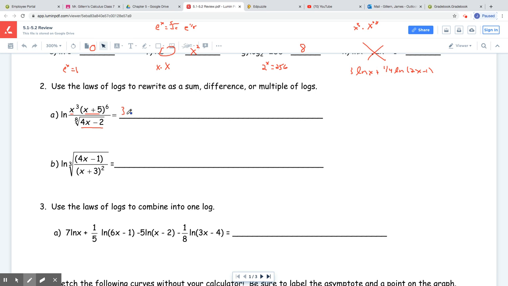So it's 3 natural log x. The 3 comes from the exponent. Plus, because it's on top of the fraction, 6 because it's an exponent, then we put the natural log, and then whatever is being raised to that power, which is x plus 5. We go on the bottom here, it's a minus 1/8 because of the 8th root, that's what the power is, natural log of 4x minus 2.